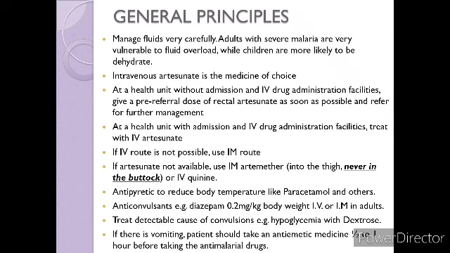So, general principles of managing. When we are managing these, we manage fluids very carefully. Adults with severe malaria are very vulnerable to fluid overload, while children are more likely to be dehydrated. So what do we do to manage that? We institute a fluid balance chart. Intravenous artesunate is the medicine of choice, so it is the first line treatment.